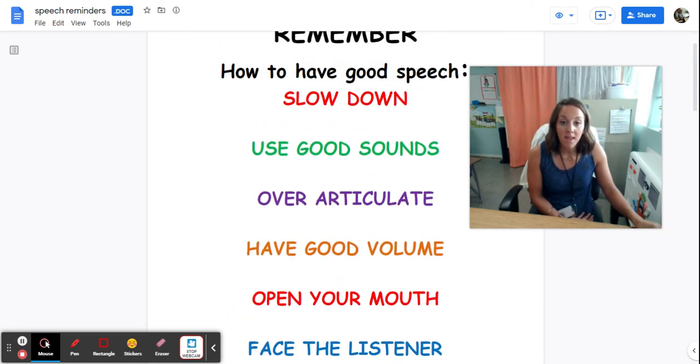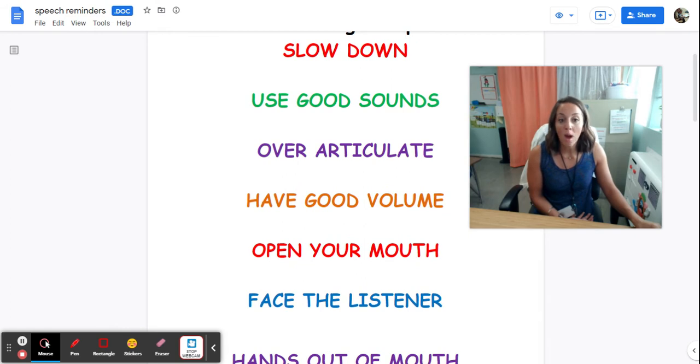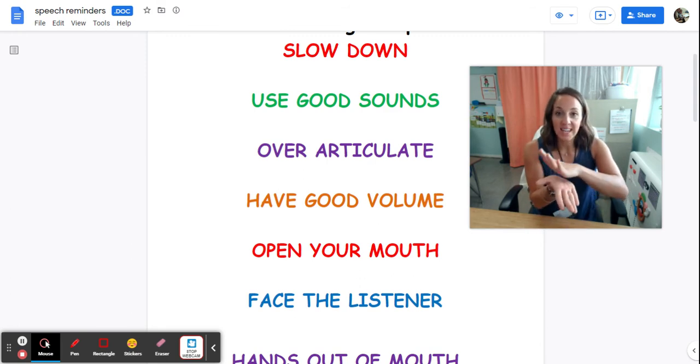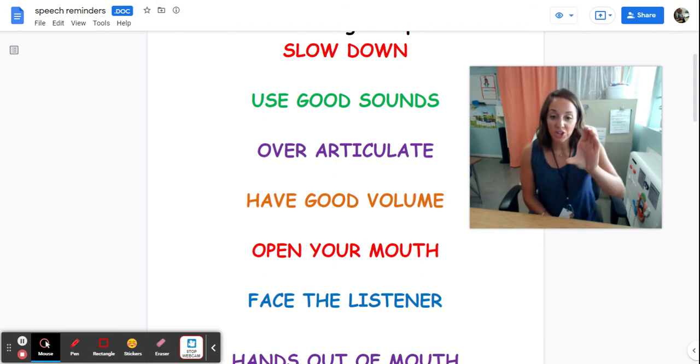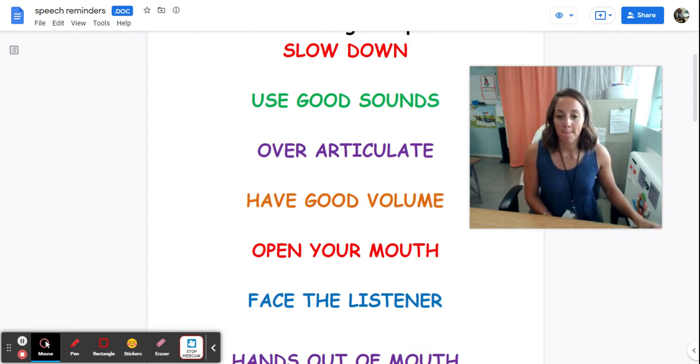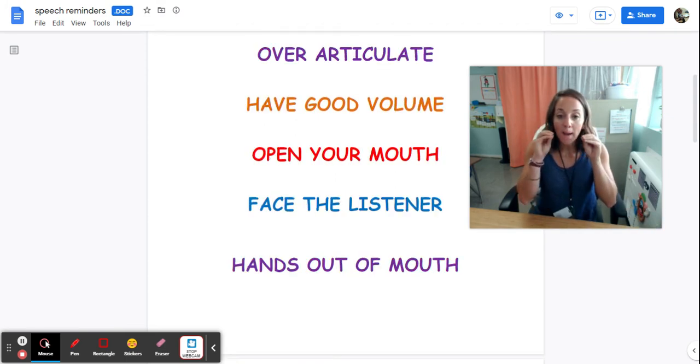There's 7 of them. They all have signs, and I'm going to go through them one more time using the signs. And if you want, you can repeat after me when you are listening. Slow down. Use good sounds. Over-articulate. Have good volume. Open your mouth. Face the listener. Hands out of your mouth.